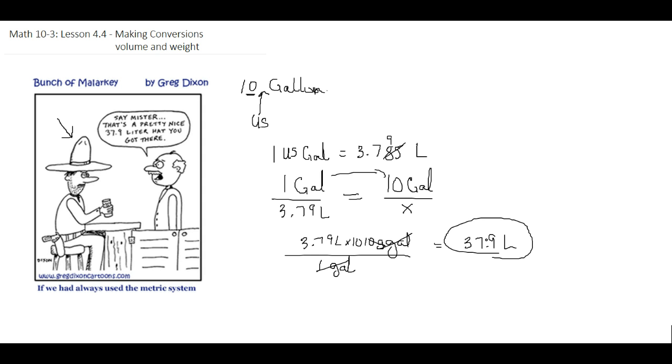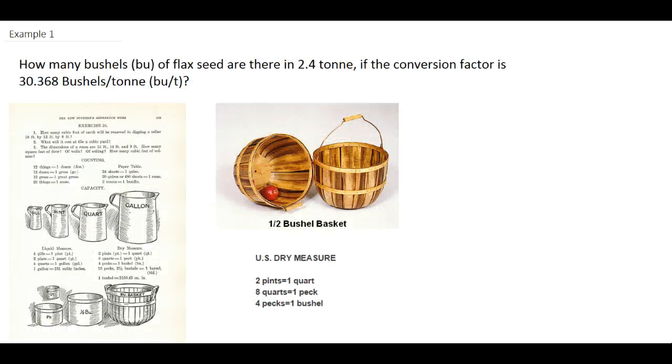Okay, let's go on to working with volume and weight. This is our question. How many bushels of flaxseed are there in 2.4 tons, or metric tons, if the conversion factor is given? So we're given the conversion factor of bushels per ton, and there's 30.386 bushels of flaxseed in each ton of flaxseed.